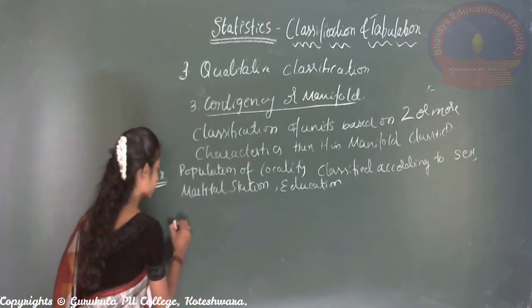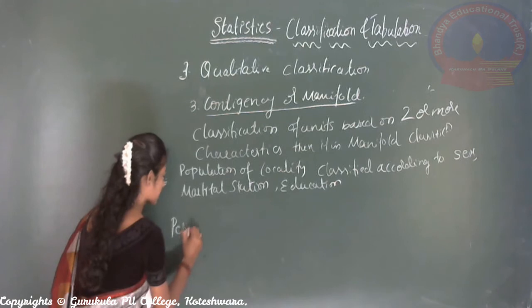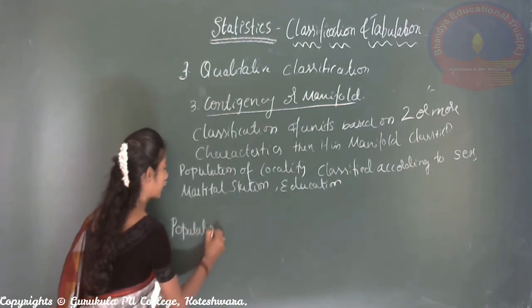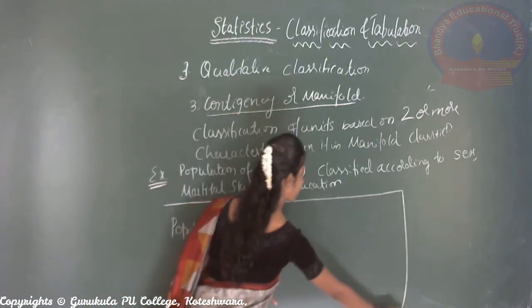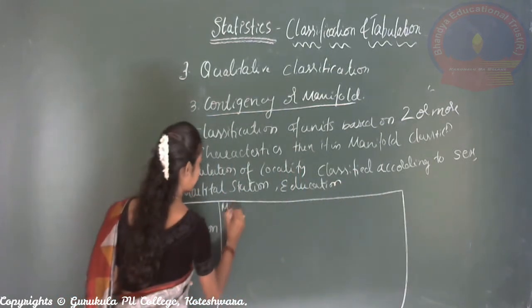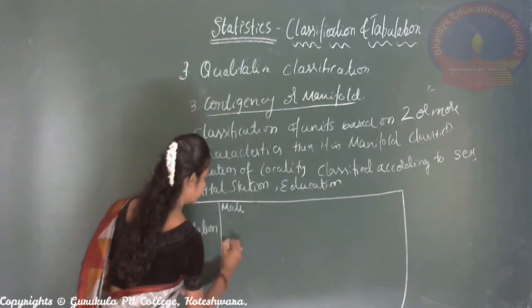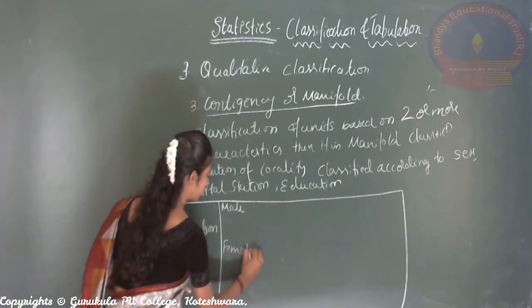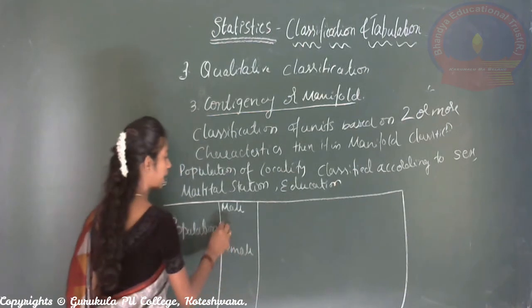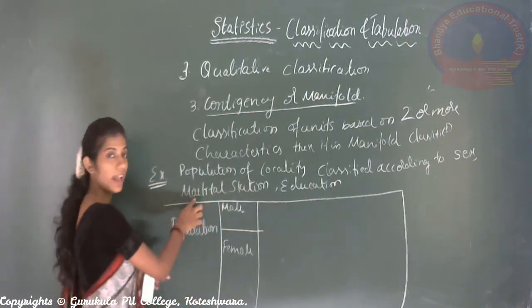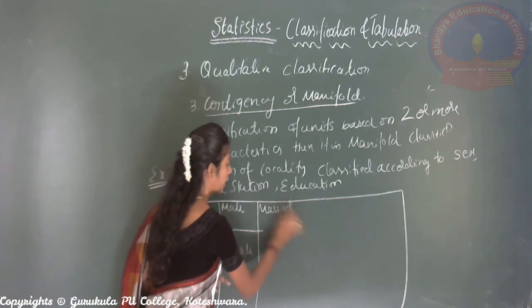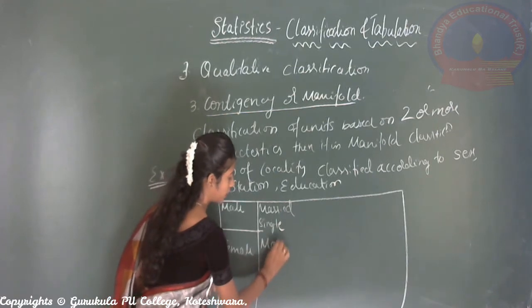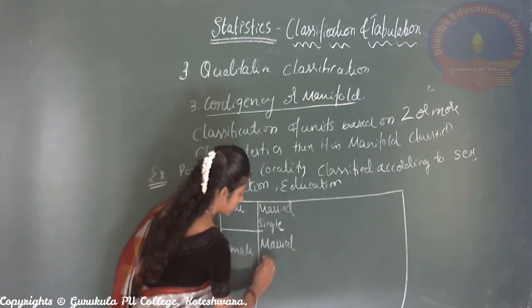That means the main characteristic here is population. I can divide it into male and female. Under that again I can divide as married and single. Here also married and single.